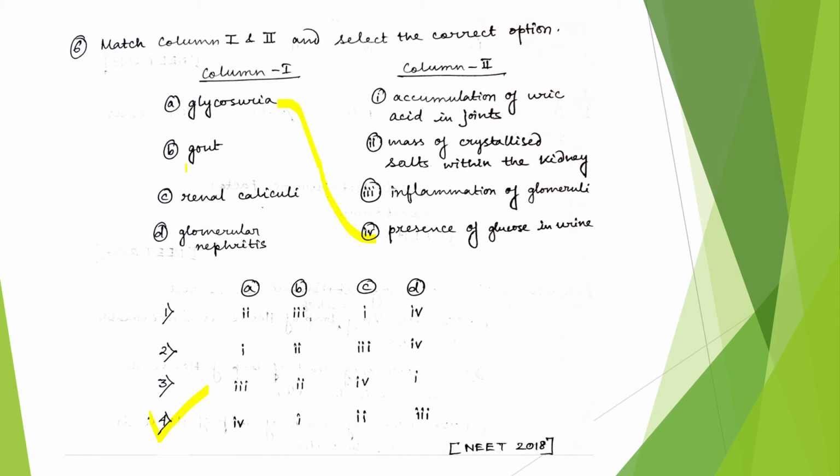Okay, next, what is gout? Gout is the accumulation of uric acid in joints, so option B will match up with option 1. So B is matching up with option 1. Here renal calculi means mass of crystalloid salts within the kidney. So option C will match up with option 2. Option C is pairing with option 2. Now glomerular nephritis means inflammation of the glomeruli. So option D is matching up with option 3. Option D is pairing with option 3. So the correct answer would be option 4.